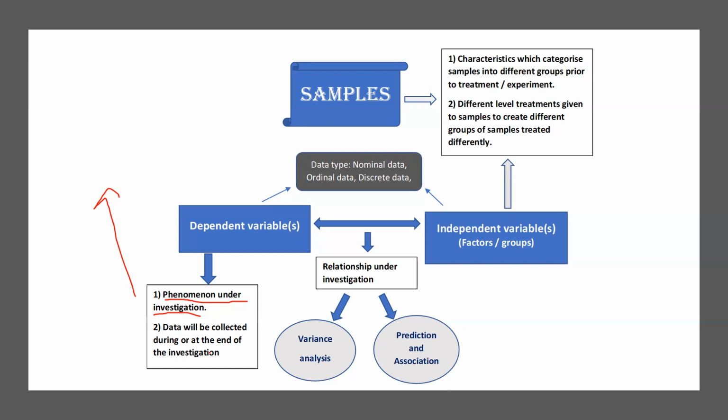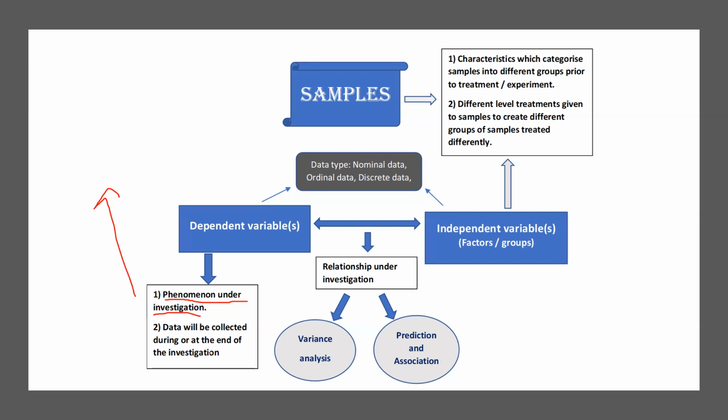Okay, so that's it with experimental design. I hope you'll be able to identify your independent variable. It should be linked to samples. You should be able to categorize your samples into groups, either at the level of treatment or at the level of inherent characteristics of the sample.